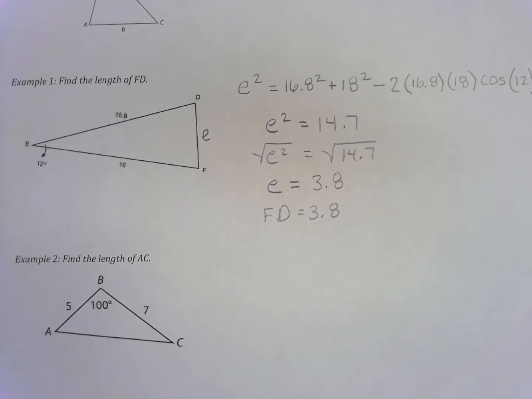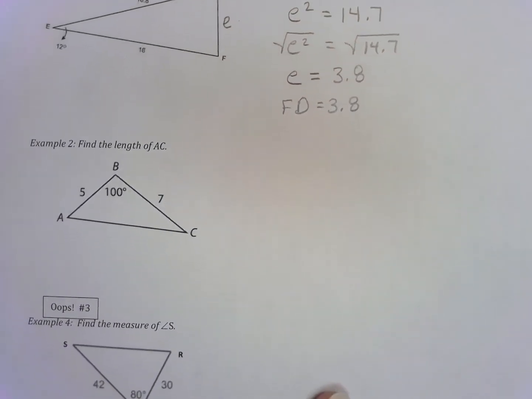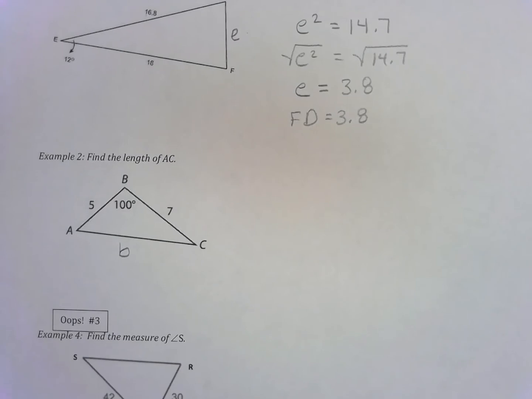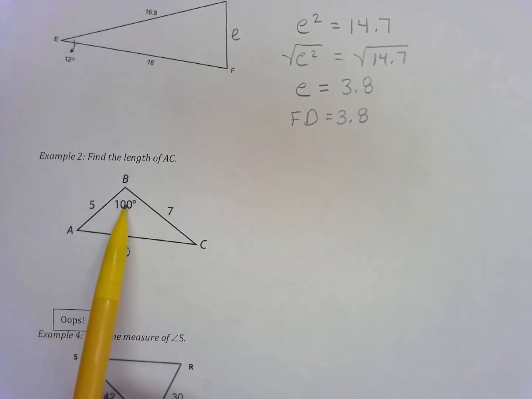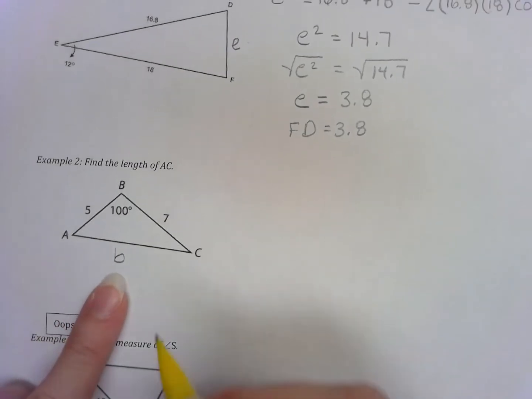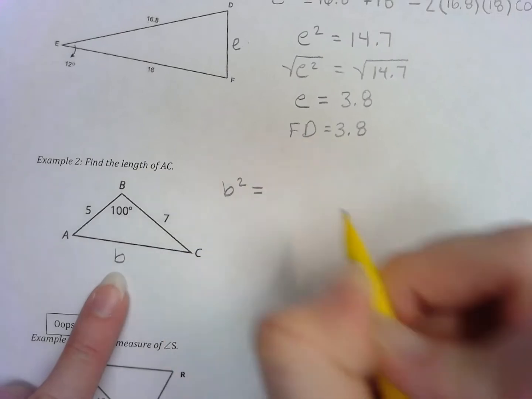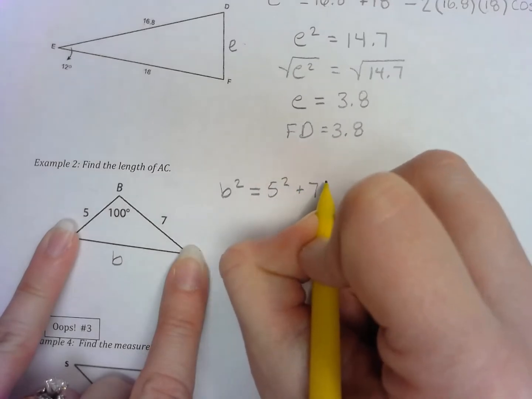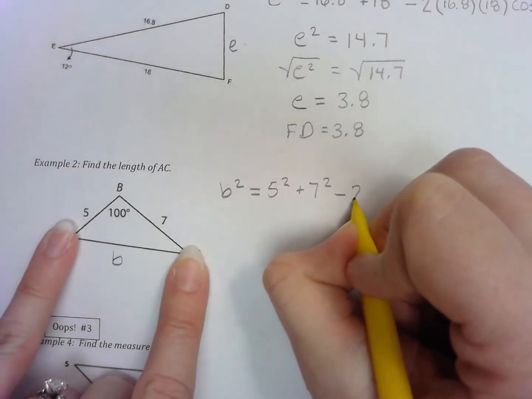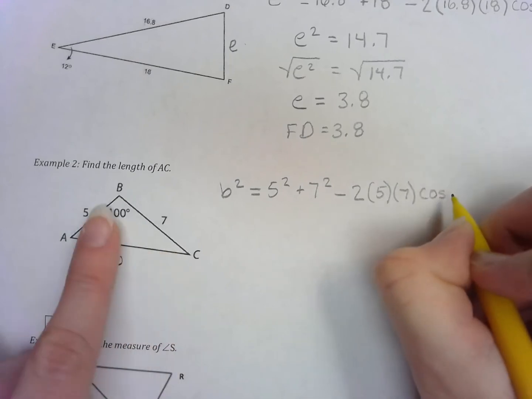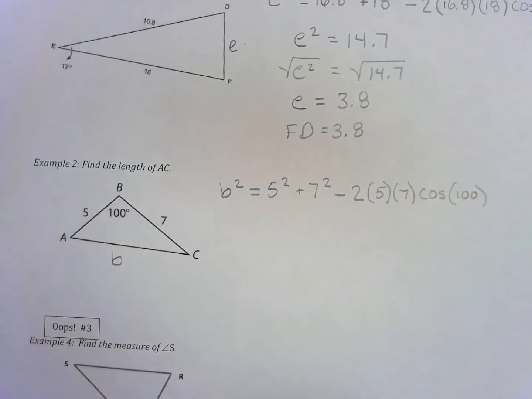Let's look at example 2. This time we're going to find the length of AC. So AC is here. I'm going to call it little b. We know we can use law of cosines because we have the angle that is included between two sides of the triangle. So this means we can use law of cosines. So little b squared is going to equal the two sides, it doesn't matter the order of those, so I'm going to say 5 squared plus 7 squared minus 2 times, again, those sides, so 5 and 7, cosine of our angle, so cosine of 100.